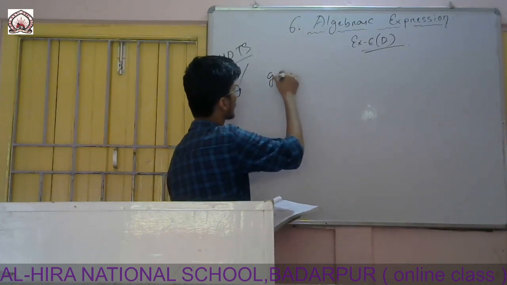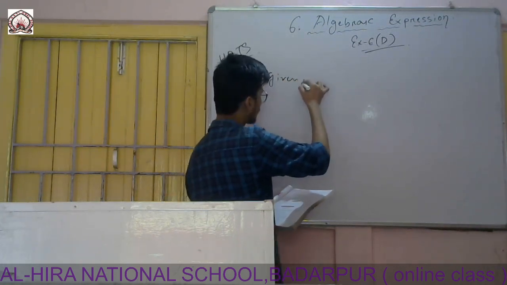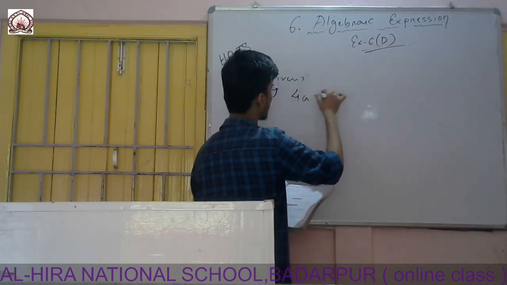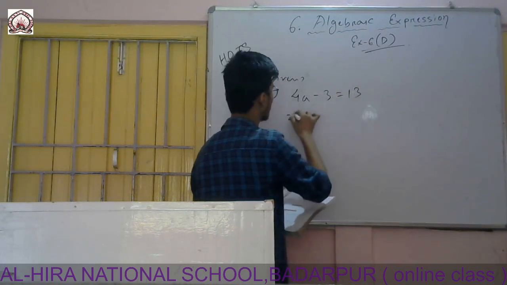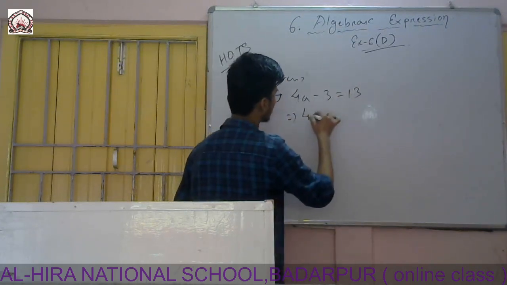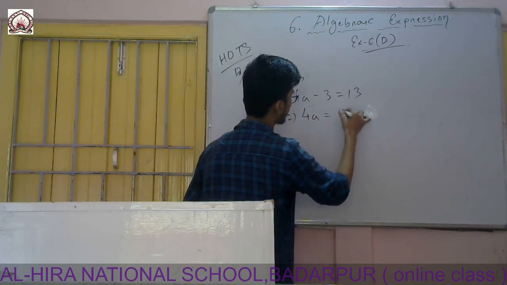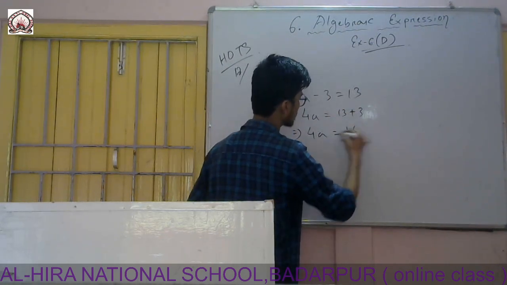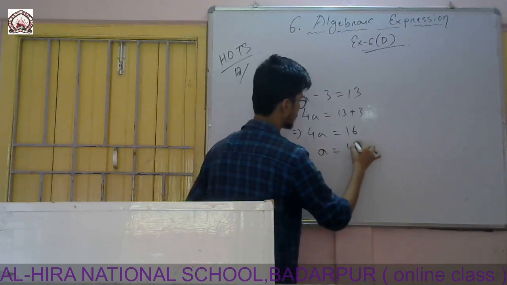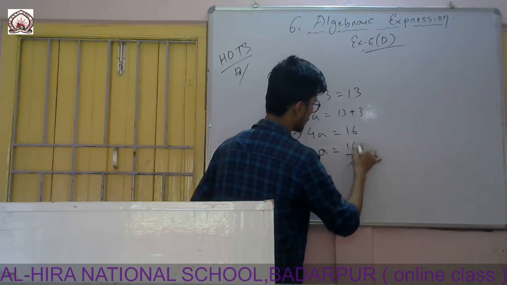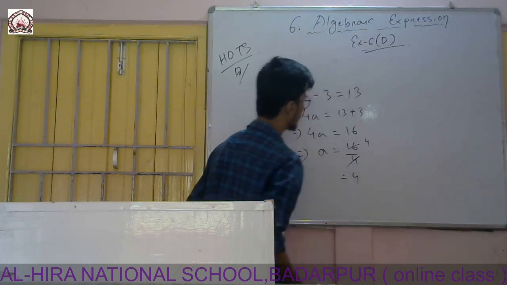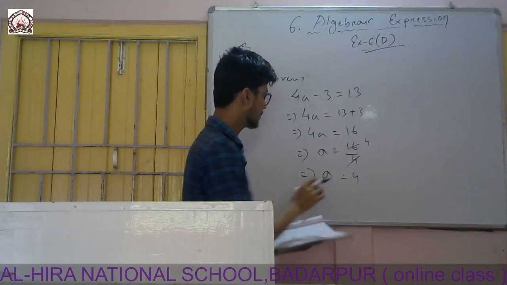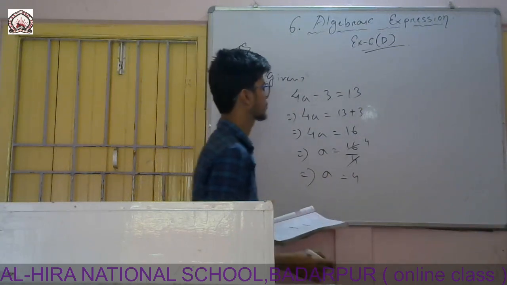So given, you write 4a minus 3 is equal to 13. So if I change the side of this minus 3, then it will be plus 3. So 4a is equal to 13 plus 3, which is 16. So a is equal to 16 by 4. So if I cancel, 4 4s are 16. So value of a comes as 4. So now you put the value of a in this expression.